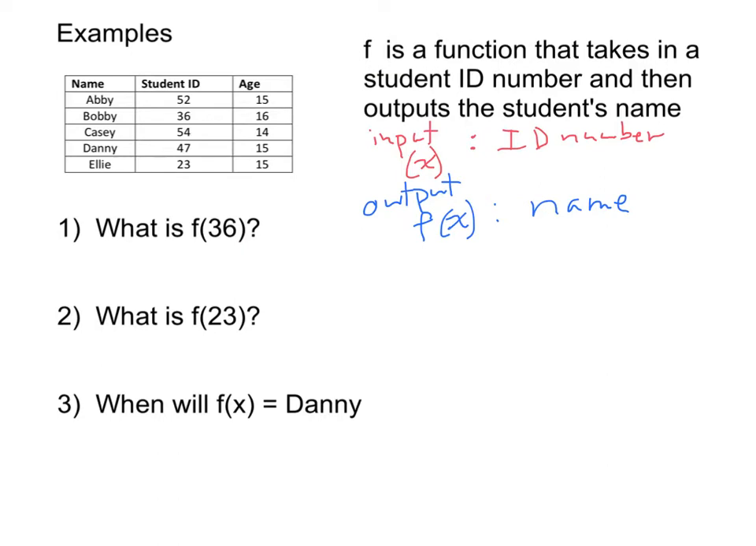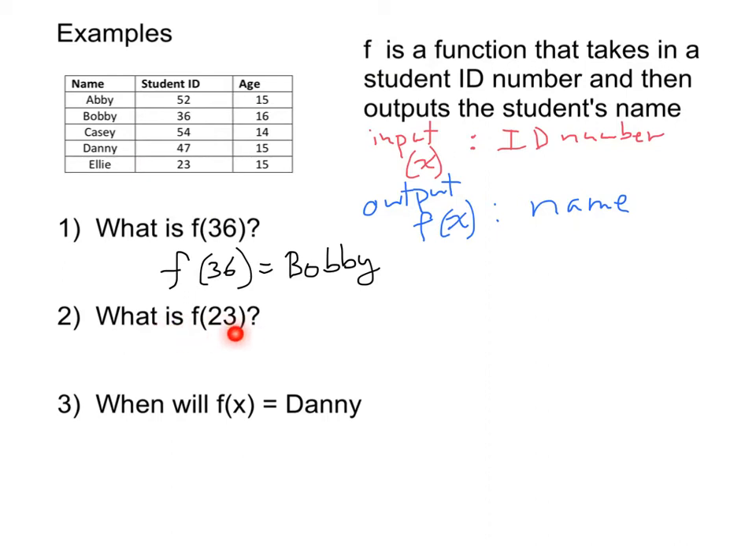Well, let's think about it. Our function, remember, takes in an ID number and outputs a student name. So if 36 is an ID number, then the name that should be outputted is Bobby. So we could write it like this: f of 36 is equal to Bobby. You really have to understand what this notation means. This says the output of our function when we have an input of 36 is Bobby. That's all this says.